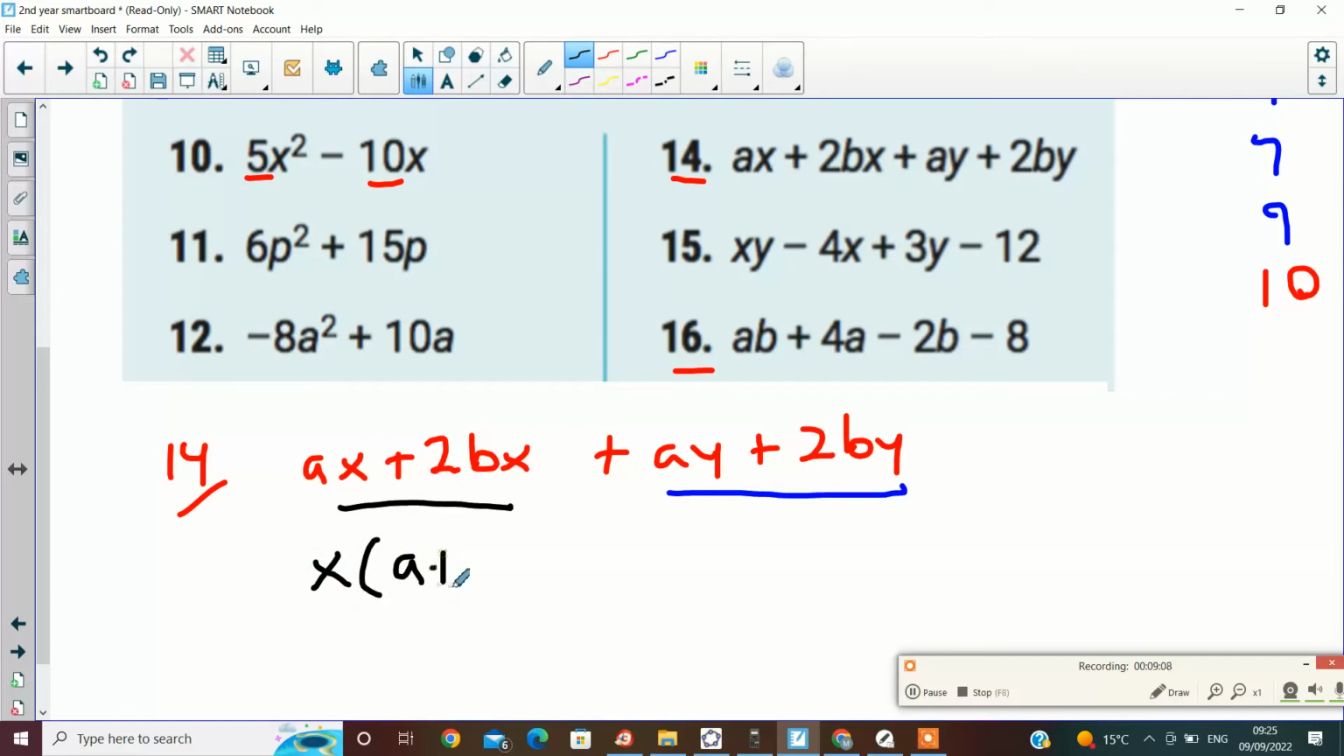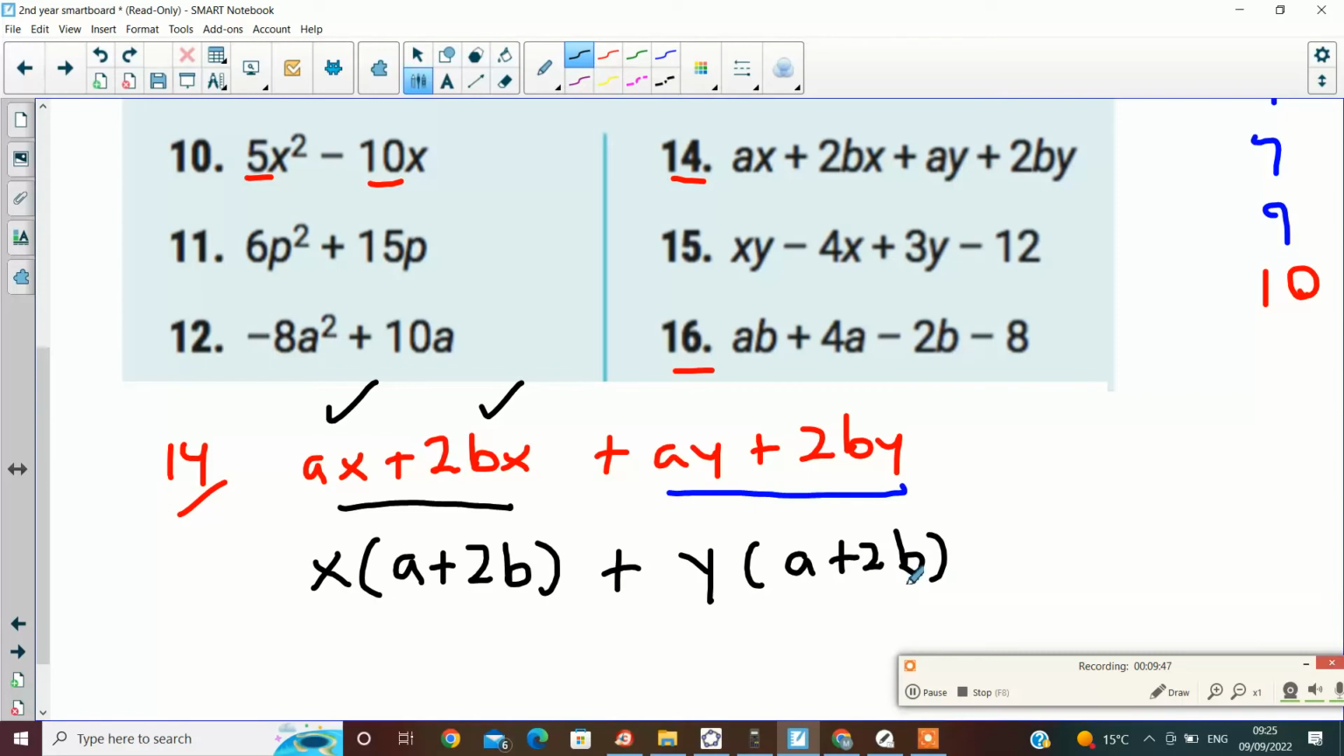A and 2B. And the big difference between me and you guys is I always think I'm wrong. I check. X times A or AX. X times 2B. Okay, move on. What about the next one? What can I take out? Y. Okay. And if I take out Y, what happens? Look at the board if you can. Too big. Does that kill you guys?